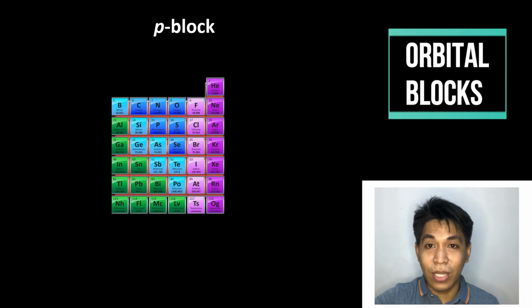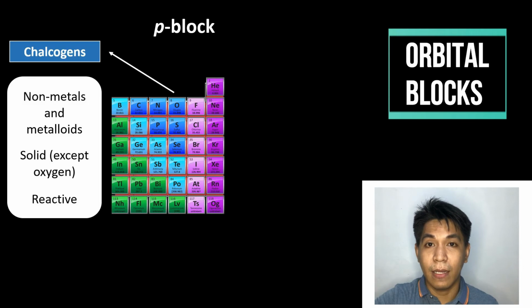Now, to continue, we will now focus on the last three columns. The column where oxygen belongs is called the chalcogens. Now, chalcogens, most of them are metalloids, except for oxygen and sulfur, which are nonmetals. Likewise, except oxygen, all of them are solid at room temperature. Oxygen is, of course, gas at room temperature. Now, all of them are reactive.